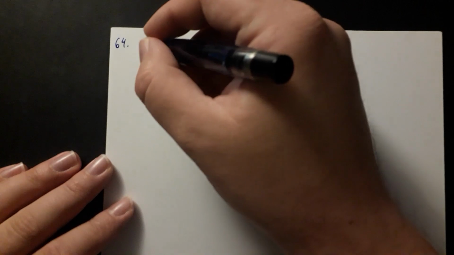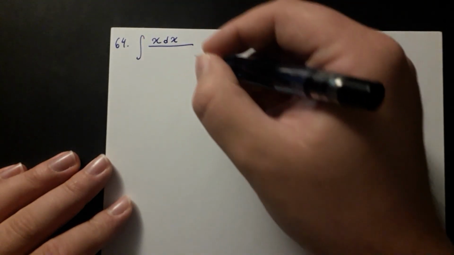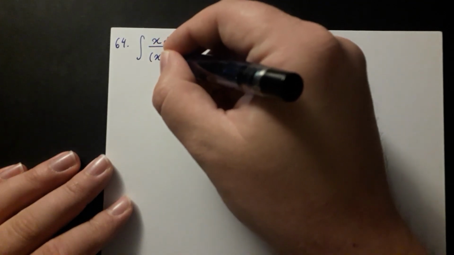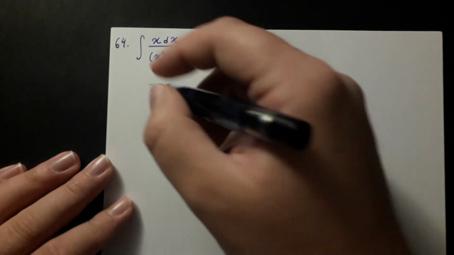Problem number 64 on our list is an integral of x dx divided by (x squared plus 1) and then the entirety squared.